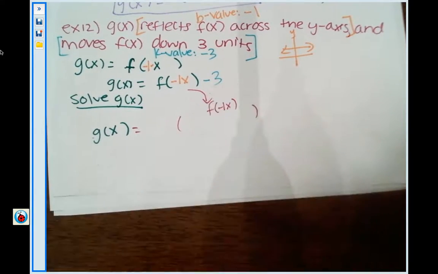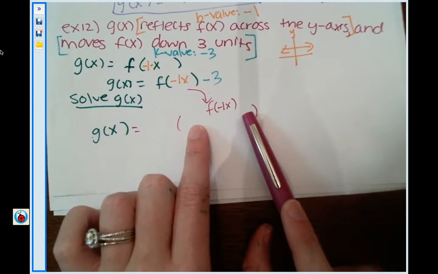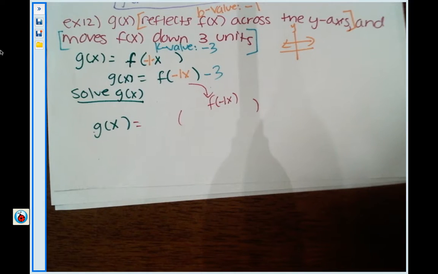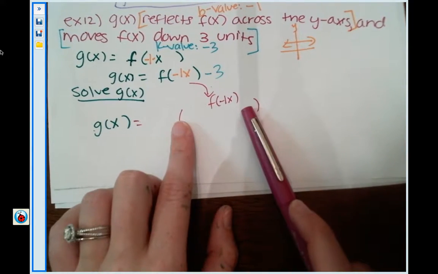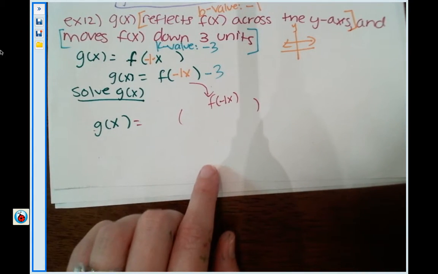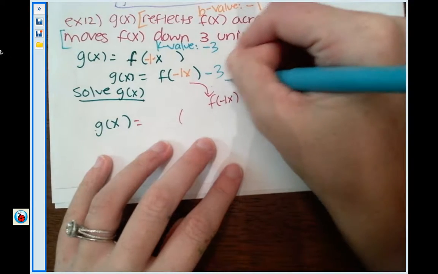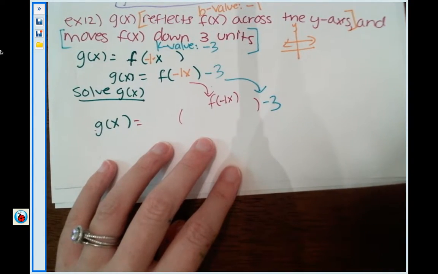All right, now we need to figure out where this negative 3 is going to go. Does it go in front of the parenthesis, in the parenthesis, or behind the parenthesis? Well, first of all, negative 3 is not in the parentheses, so it's not going in the parentheses. And my minus 3 is after the final parenthesis. So guess what, you guys? It's still going to go behind the parenthesis.